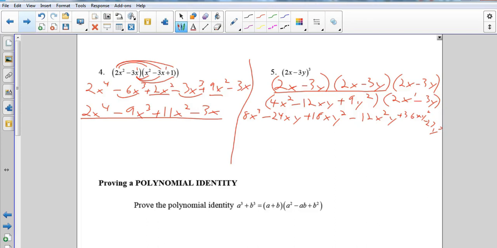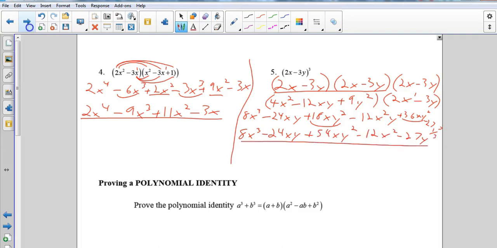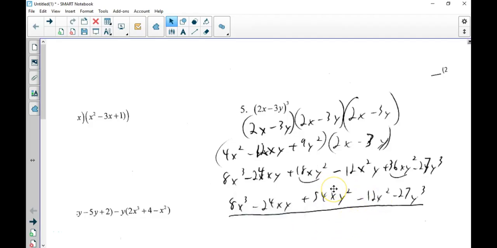And the only thing I can combine is this 18xy squared with this 36xy squared. That's going to give me 8x cubed minus 24xy plus 54xy squared minus 12x squared minus 27y cubed. Final answer. Okay, quick correction to number 5.